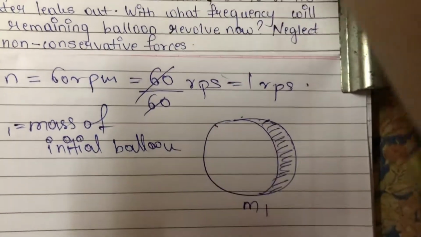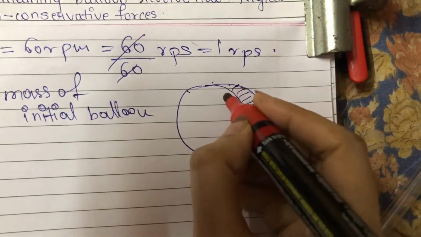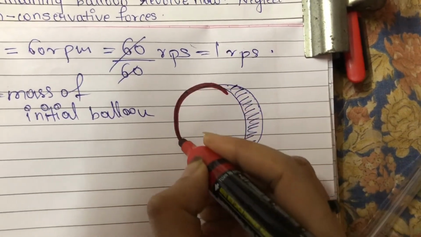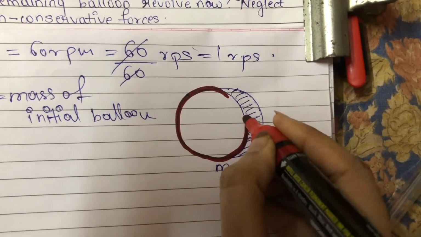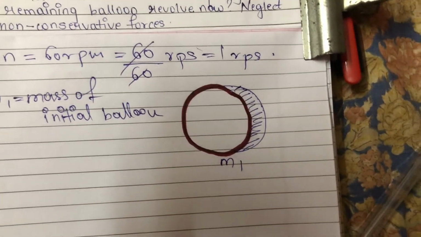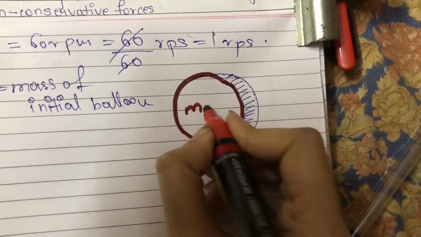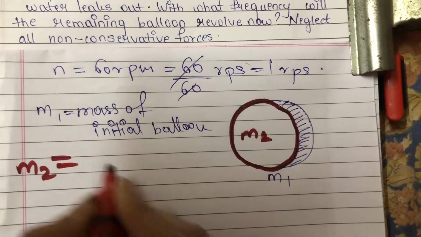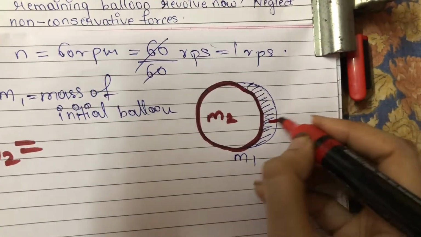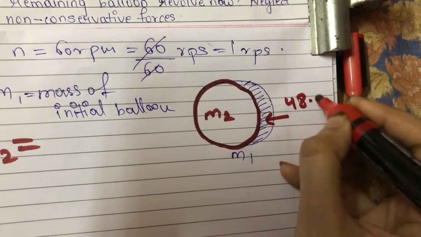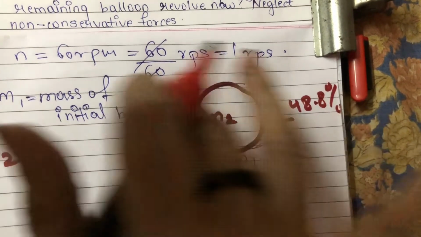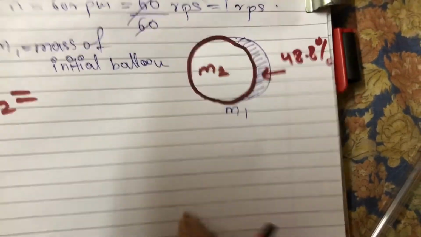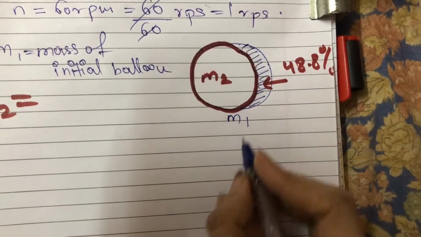So now you have a new balloon of this size. Let the mass of the new balloon be m2. So can we calculate m2? Yes, of course we can calculate m2, because this portion is given to us, that is 48.8% of water has leaked out from the balloon. So let me first show you the calculation.